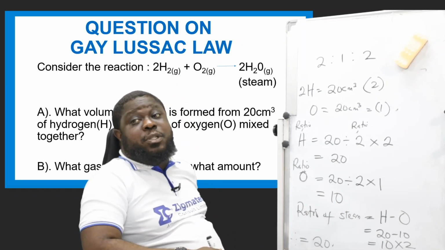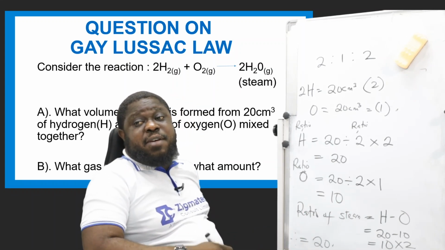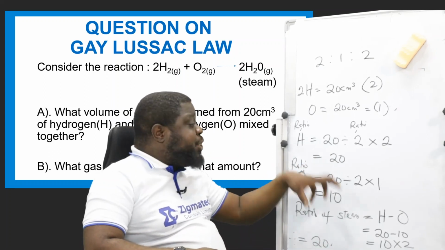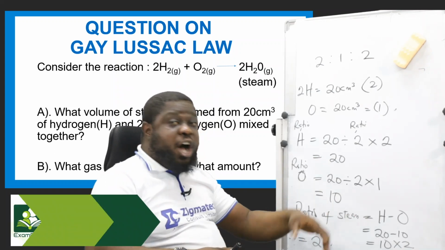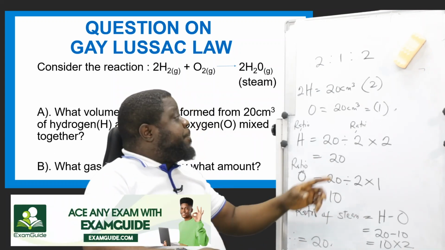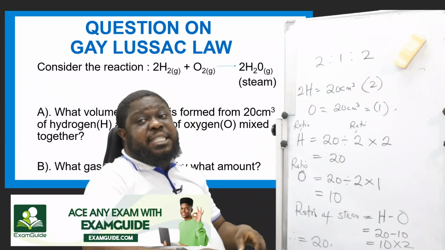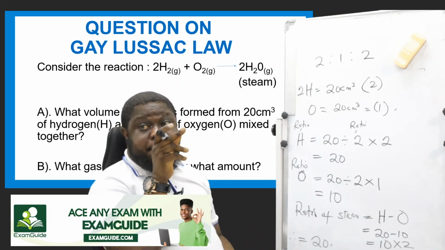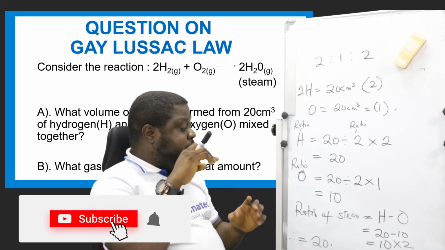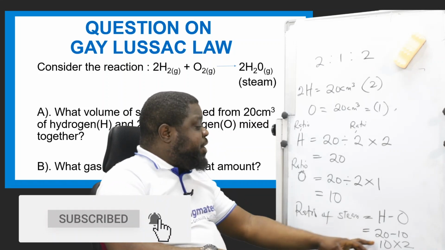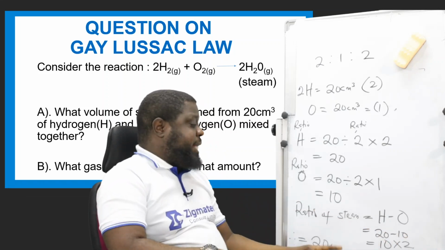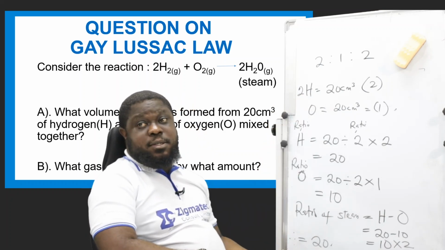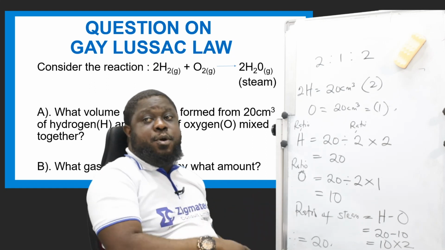Now, it gave us a product which is steam. Now, the steam will be the hydrogen, first one, minus the oxygen, because the plus sign will change to minus. In essence, the hydrogen minus the oxygen, times the molecule of steam, which is 2. Now, 20 minus 10 is 10, and 10 times 2 is 20. As you can see, we'll be going further. Follow up, we'll be going further.